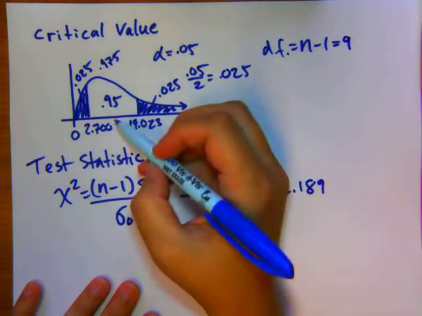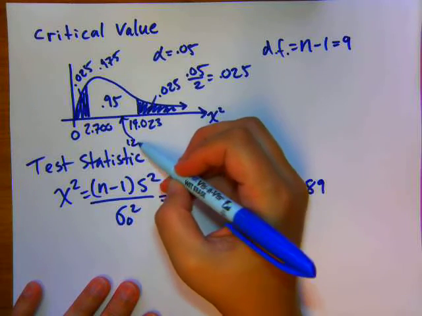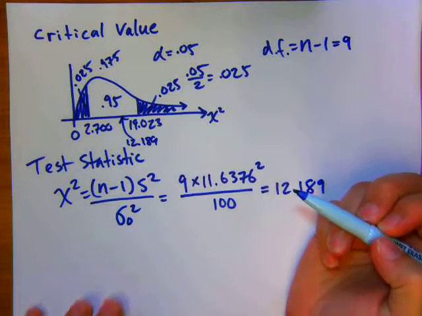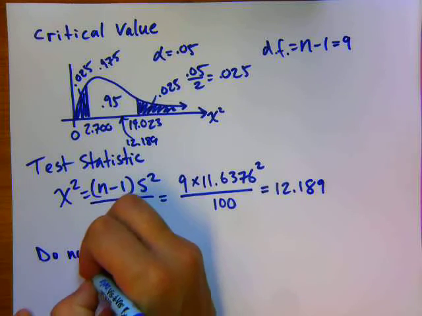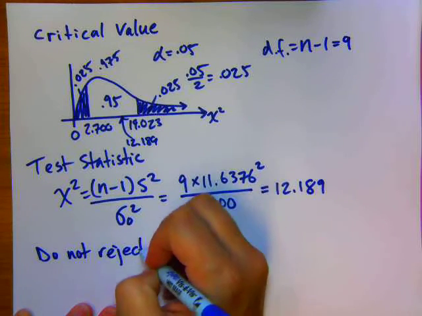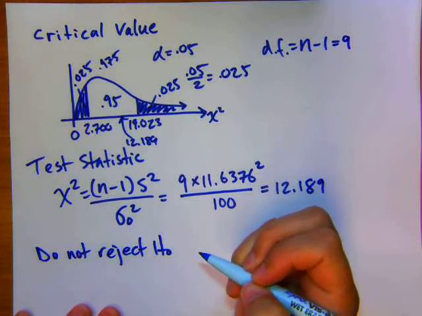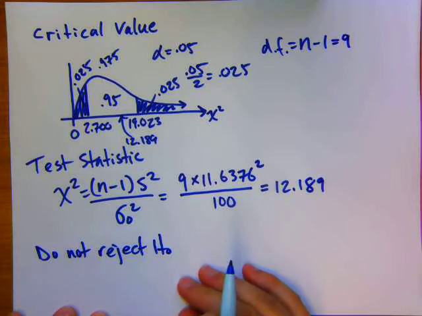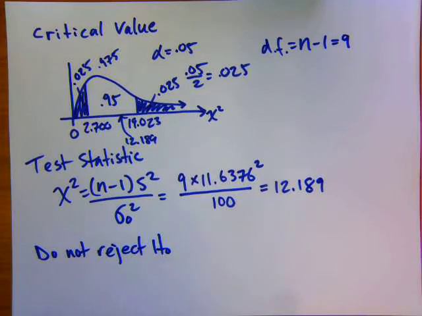And then as far as our number line, where does that fall? 12.189 is here, so we would have do not reject the null. And then the summary going from there would be that there is not enough evidence to support the claim that the variance in carbohydrates for fast food entrees differs from 100.